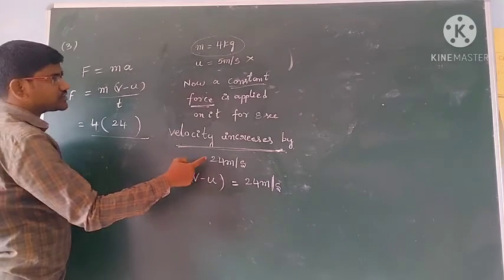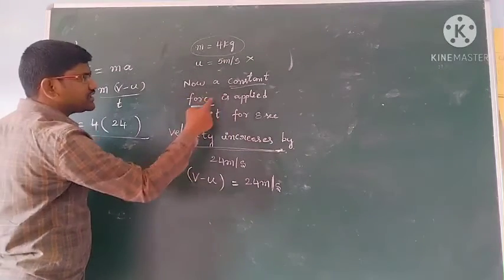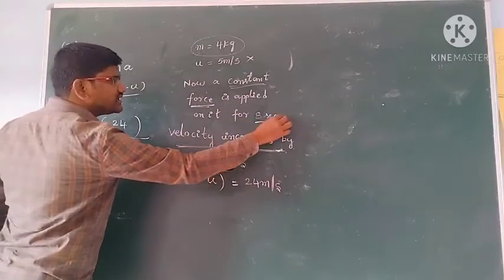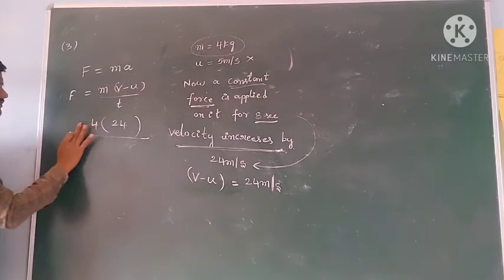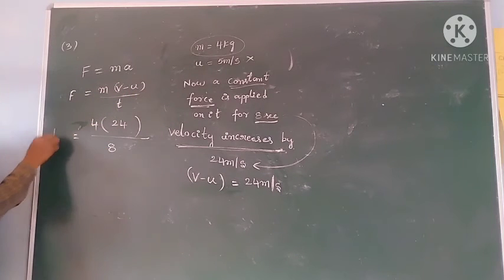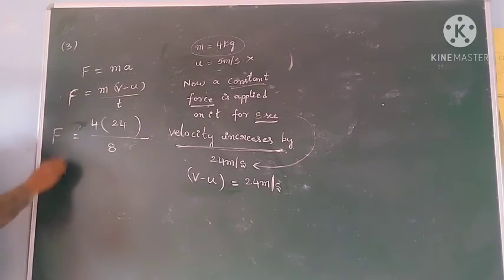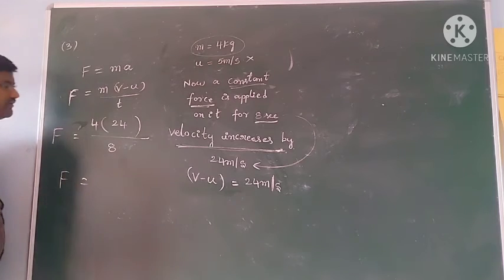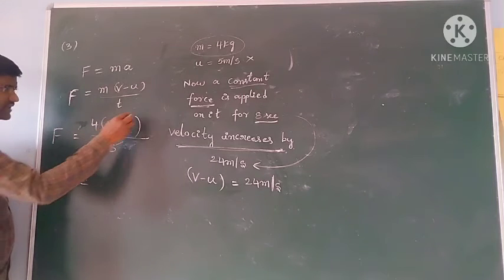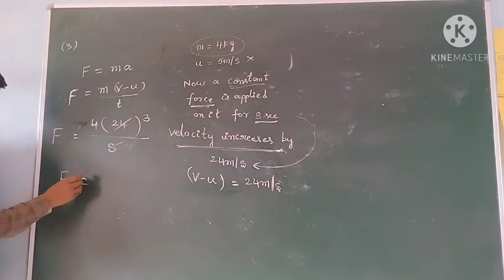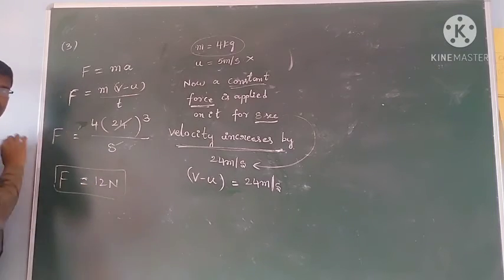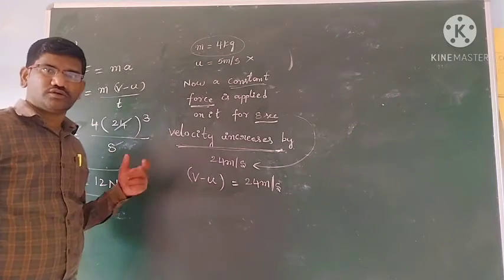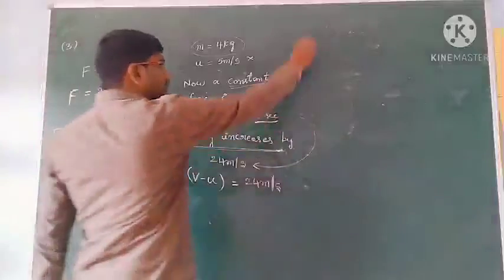In the time interval, a constant force is applied for 8 seconds. In these 8 seconds this much velocity has changed. So I should write the time is 8 seconds. Then find the magnitude of force acting on it. Then this F value I will get, 8 3s are 24, 3 into 4 you will get 12 newtons is the force acting on the object. So this is one kind of problem.